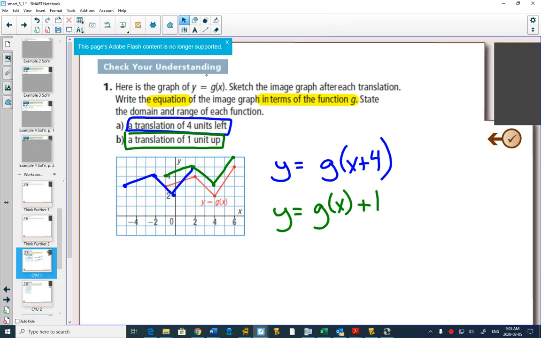Okay, so now I go back. I'm like, woohoo, I finished the next part. Go on to the next question. No, whenever you finish something, that's the time to read the question again. Okay, in this one, here's a graph. Sketch the image. We've done that. Write the equation of the image graph in terms of function g. Done that. State the domain and range of each function.